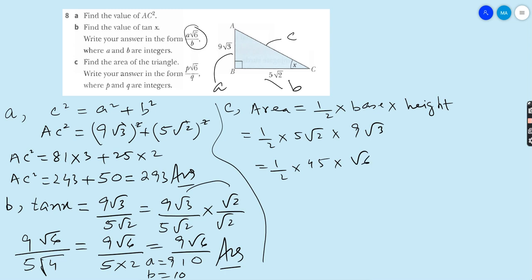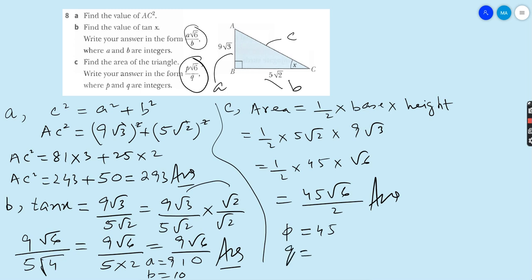Now we can write this: 45 root 6 upon 2. And this is the requirement of the question. Here P is 45, the coefficient of root 6 as you can see in part C, and Q is 2, the denominator. So this is the answer of part C. Hope you understand question number 8. Now come to question number 9.